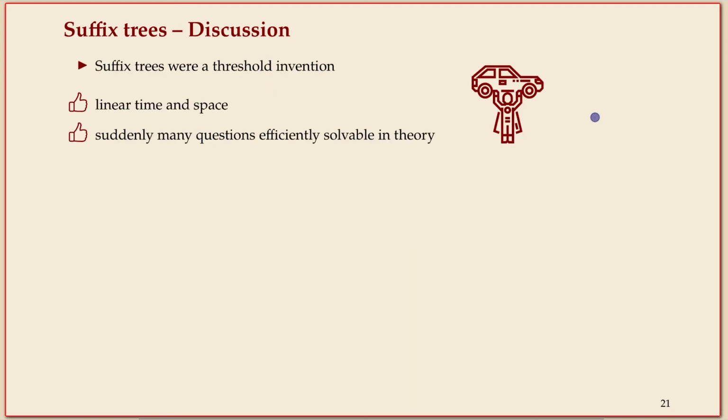So let me wrap up this part on suffix trees. It's quite clear, at least in hindsight, that this was a threshold invention. It allowed us to do things that seemed impossible before, even by experts. And once it was there, it made lots of things relatively easy. It put research level problems into the realm of exercises for a module like this. Just to wrap up, why is this great? Suffix trees use linear time and space to construct them and to keep them around, and allow us to solve all sorts of problems. So they seem somewhat magic.